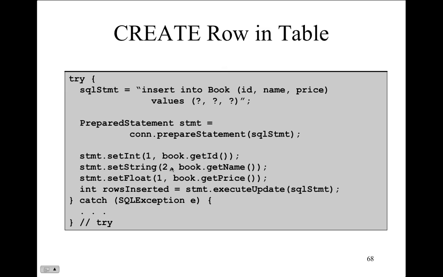1, 2, 1. No, this is giving you the position number. You're right, it should be 3. Yes, there's an error in the slide. The ID, the price should be 3. Yeah, this 1 should be 3. Yes. I need to correct that actually.